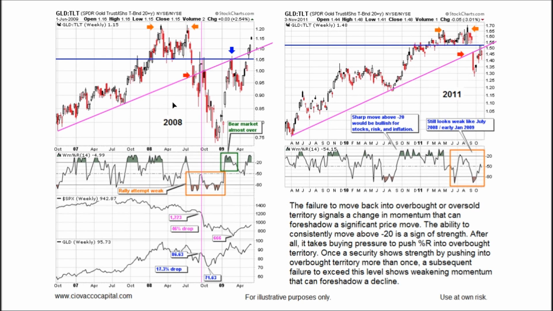A few more comments before we leave here, and then we're going to talk a little bit about bonds in Europe. Notice here, when we're getting close to the end of the bear market, we did get another failure here. So there's an attempt to break this trend line. The first one fails. The second one fails.